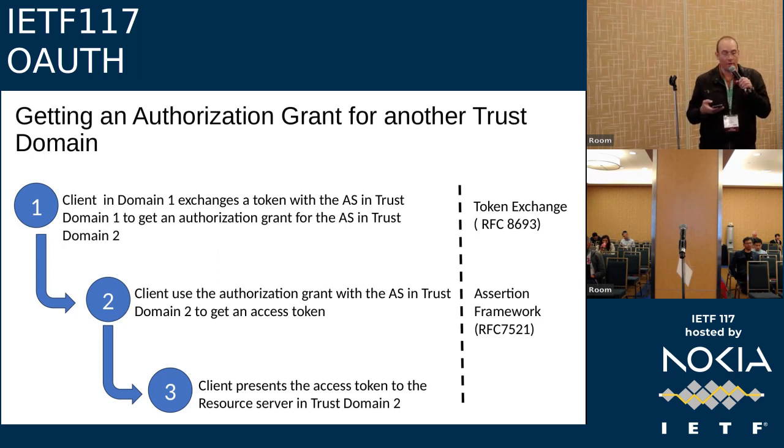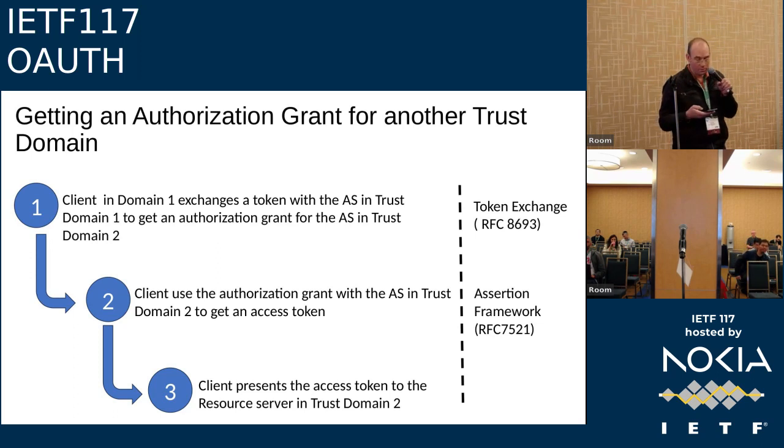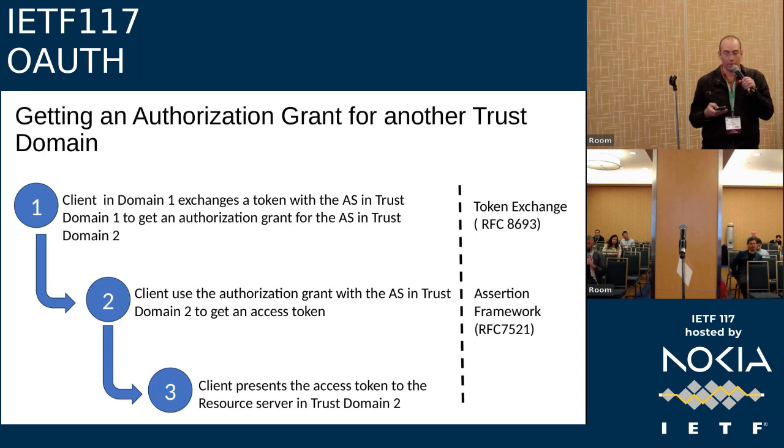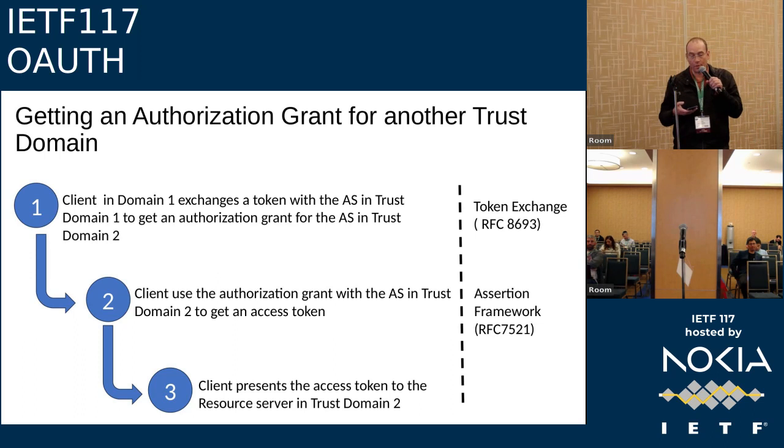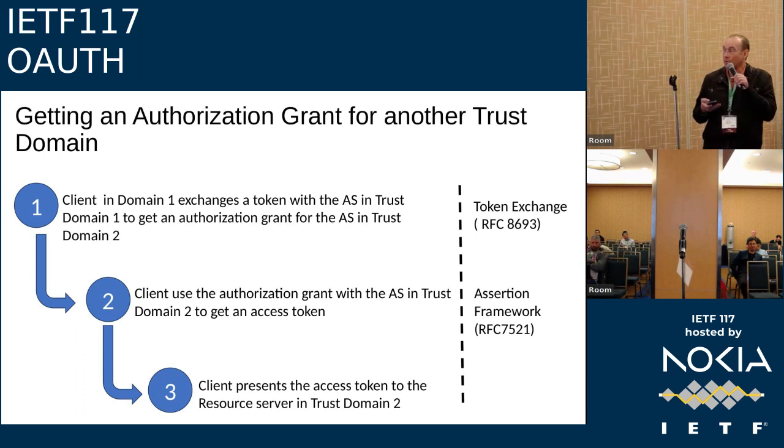So first, if you're in domain one, the client in domain one exchanges a token to get an authorization grant so that they can access the authorization server in trust domain two. They then use this authorization grant to get an access token, and then they present their access token to the resource server, right? So that's a fairly straightforward process, and it involves two existing standards that we already have. So we've got token exchange for the first one, and then reusing the assertion framework.